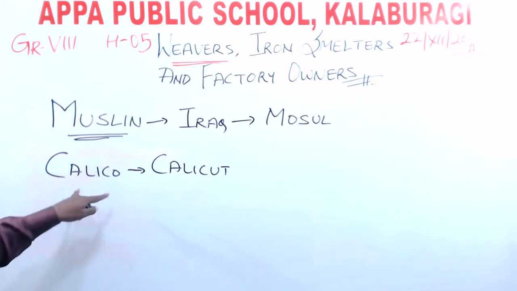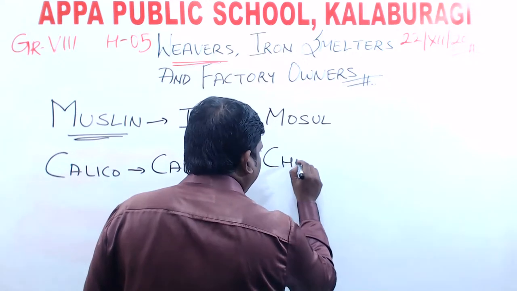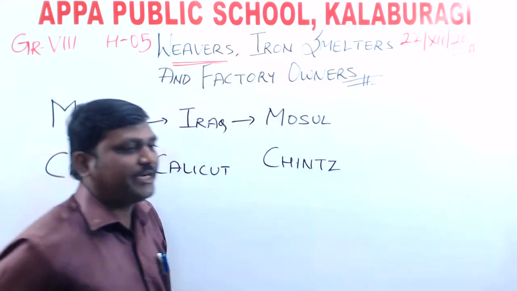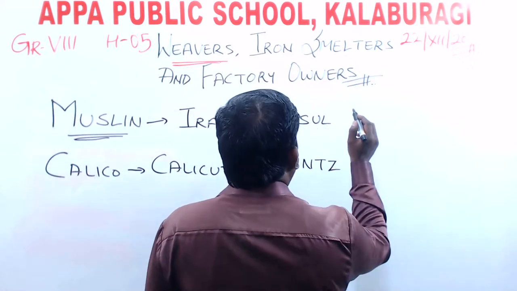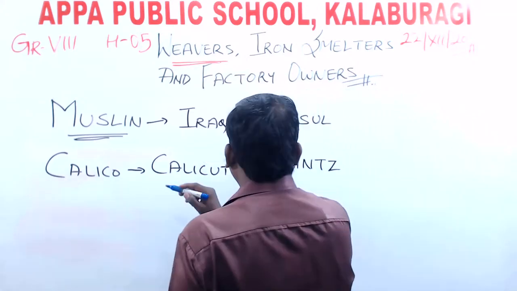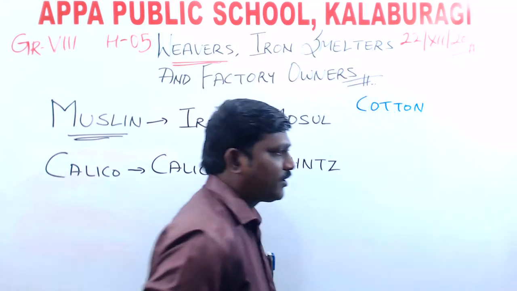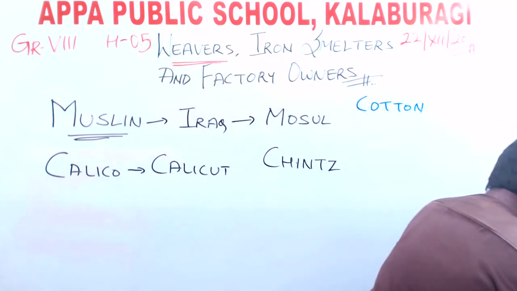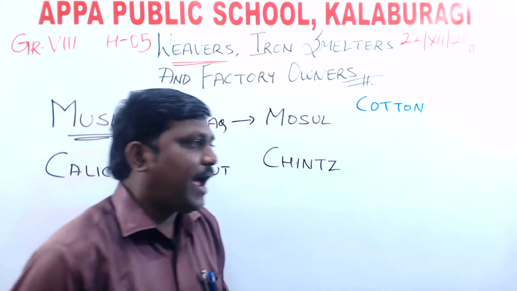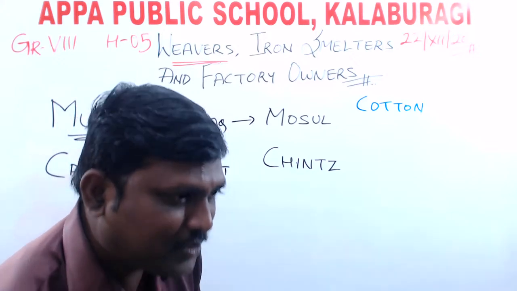Okay, right? Calico. Now, one more type of cloth we have. It is chintz. C-H-I-N-T-Z. Chintz. Now, this chintz is also a cotton cloth. See, all these muslin, calico, chintz, they are all basically cotton cloths. So now, why was this chintz famous? Because of the exquisite floral design, fine texture and relative cheapness.